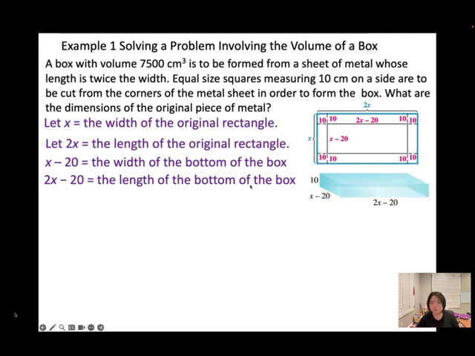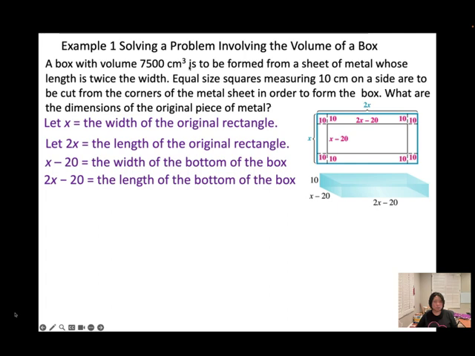Okay, so we have this picture. This is the width talking about here. This is the length talking about here. 2x minus 20. And then the height is going to be 10 centimeters, because of this. Now we still didn't use one of the information, the box with the volume 7,500 centimeters, right?